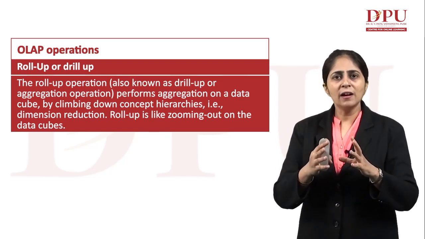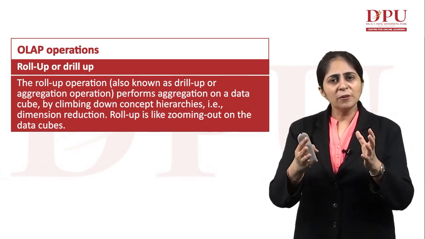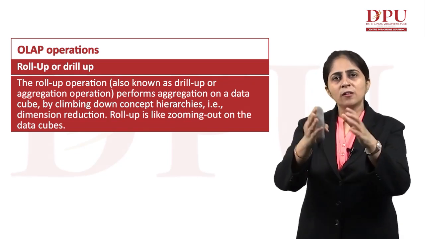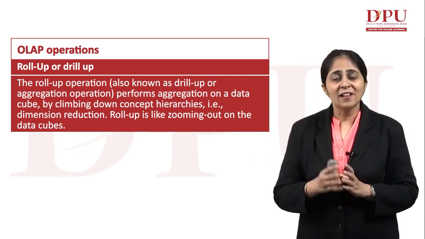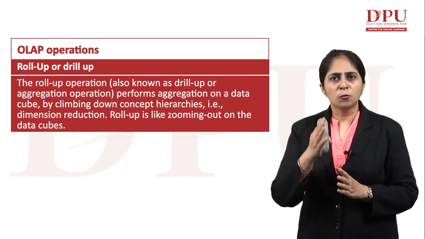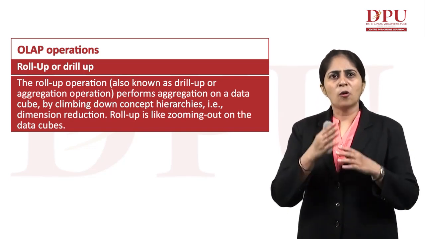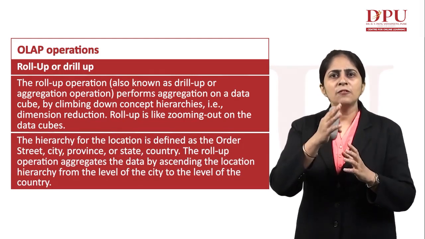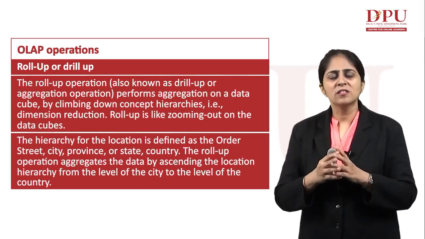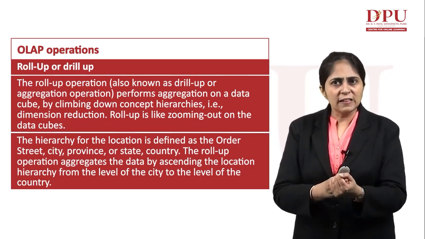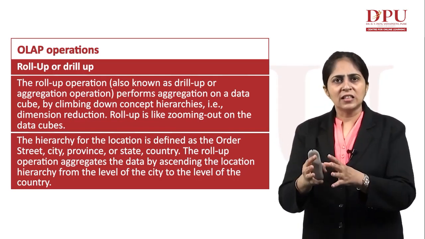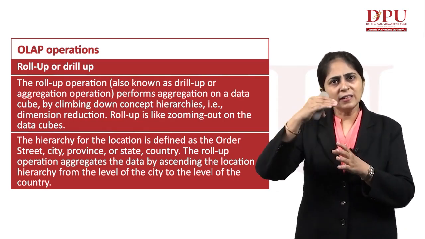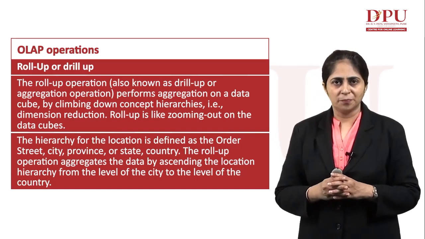If you see the camera and you want to zoom out, what happens in zoom out? A particular thing that you want to focus on can be displayed, and all the other things will be discarded. So similar is the operation of roll-up. It is like zooming out on the data cube. We have the hierarchy for a location. If we talk about the location, it will be defined as the street, as a city, any particular province or state, or a country. There are different hierarchies of the location.